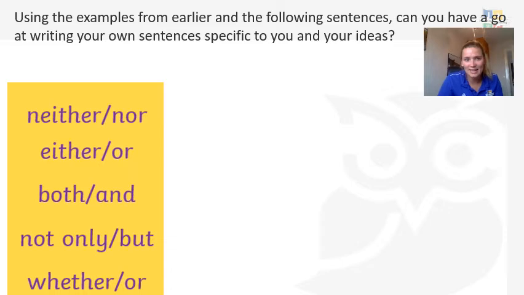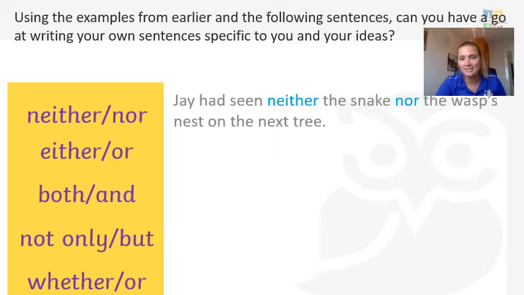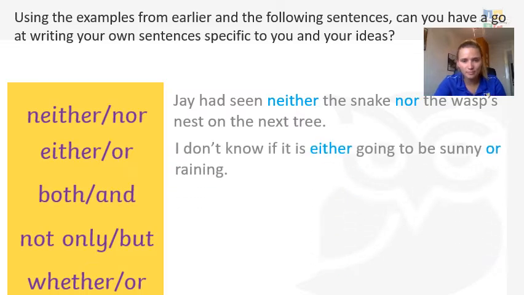So just like we did earlier, you're going to have a go at writing some sentences now. So obviously we've looked at some sentences, I'm going to show you a few more examples, and then I'd like you to see if you can have a go at putting the correlative conjunctions into your sentences. So neither nor, we could have Jay had seen neither the snake nor the wasp nest in the next tree. So it's saying that he didn't see one and he didn't see another.